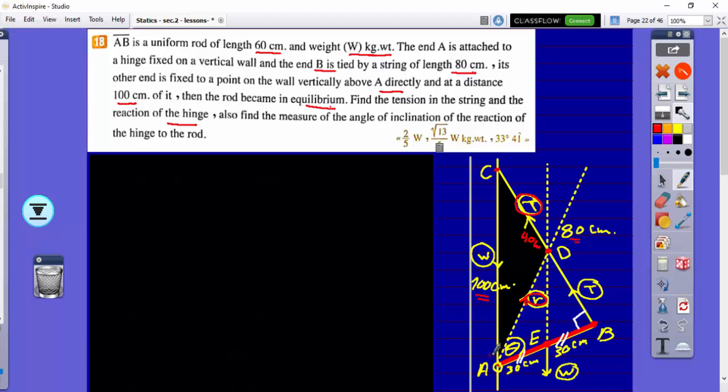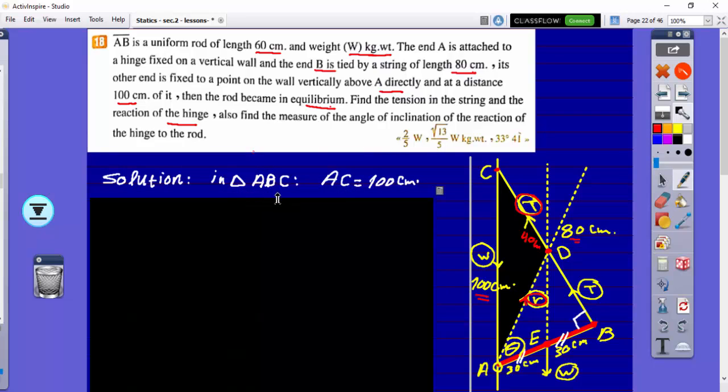and I will use similarity, as DE is parallel to CA. So we have two similar triangles, DBE and CBA. The triangle DBE is similar to triangle CBA. Now to find DA, the length of DA, first we must prove that the angle B equals 90 degrees.